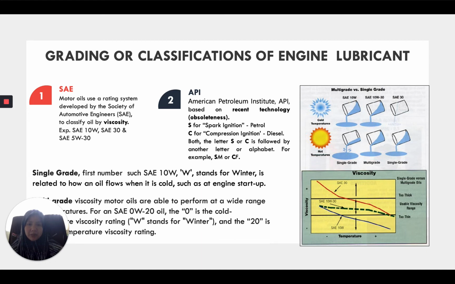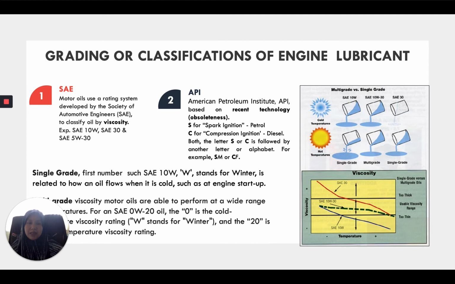And then we have the second one, which comes from the American Petroleum Institute or API, based on the recent technology, which is based on its obsoleteness. And it is classified into two. The first one is S for spark ignition, which is the petrol engine, and C is for compression ignition, which is for diesel engine. And both the letters S and C are followed by another letter, for example SM or CF.